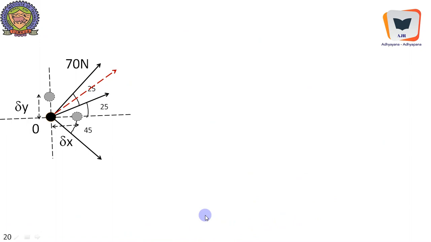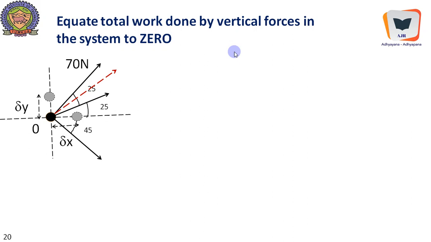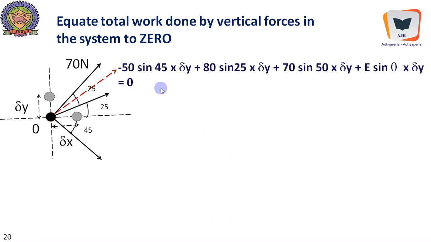Now, equate the total work done by virtual forces in the system to be zero in the same token. And this is the lift, small vertical virtual movement upwards in positive direction. And we will multiply the component of forces, minus 50 sine 45, because this 50 Newton will have its component vertically down. Therefore, by virtue of this force component being vertically down, will negate this particular force. Minus 50 sine 45 into del y is positive. 80 sine 25, which is positive up. Therefore, it is positive into del y.